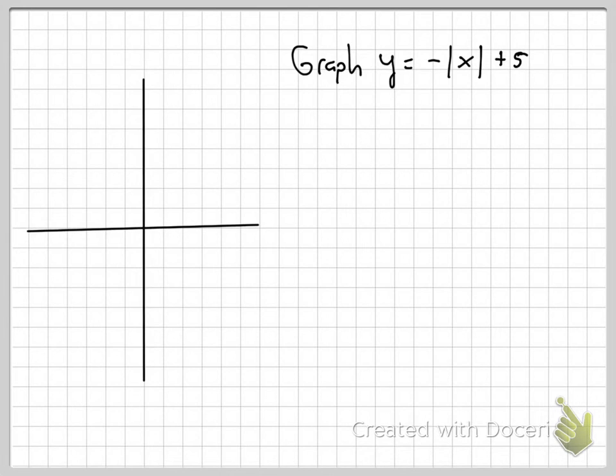Another example is the function y equals negative absolute value of x, plus 5. Now this might look a little bit weird because there's no number with x. This just tells me it's like x minus 0, or tying in what we did yesterday, that we did not shift this horizontally at all. So that means that my vertex is going to be somewhere at 0, and then I want up 5. So my vertex is at 0, 5.